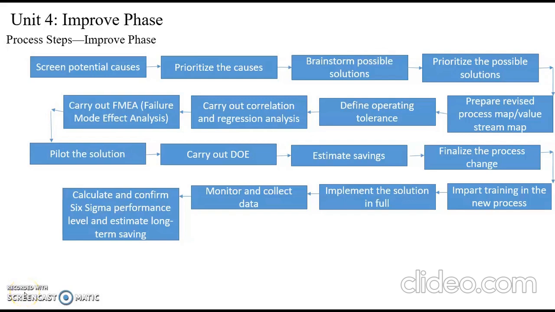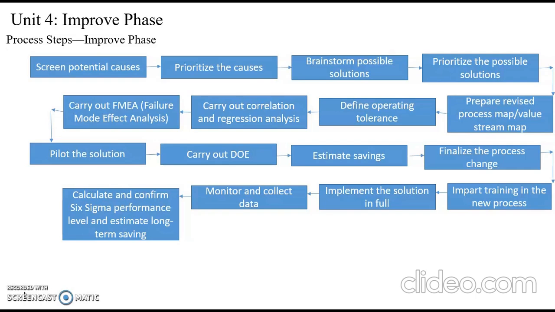Good morning everyone. In this video, we'll discuss the improvement phase in DMAIC methodology. This improve phase is the most important phase in Six Sigma improvement effort. During this phase, the various solutions are tried out to reduce or eliminate the variations in the process and achieve the Six Sigma goals. There are several steps in this improve phase.